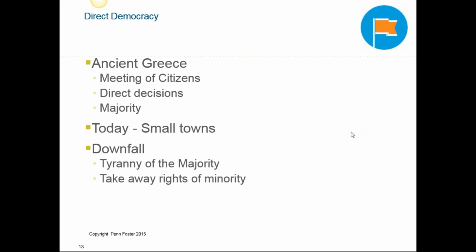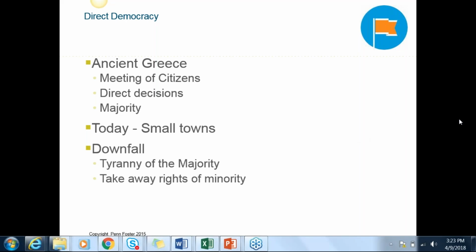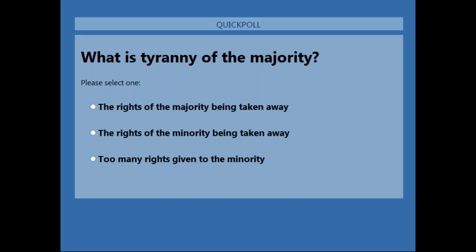And that brings us to our next poll question. What is tyranny of the majority?